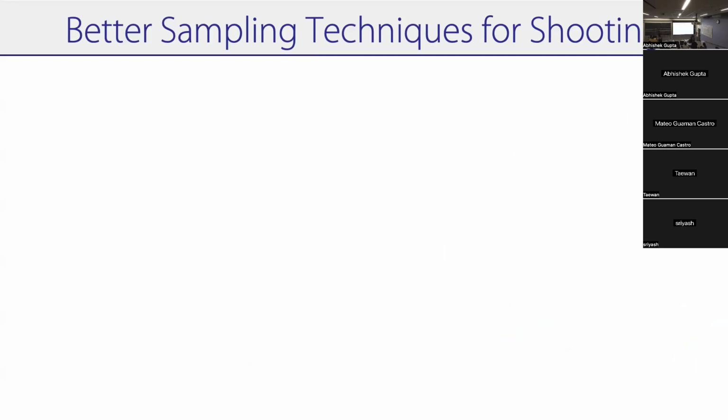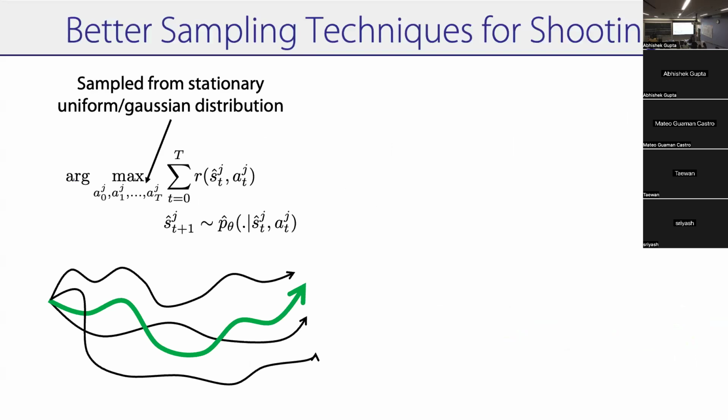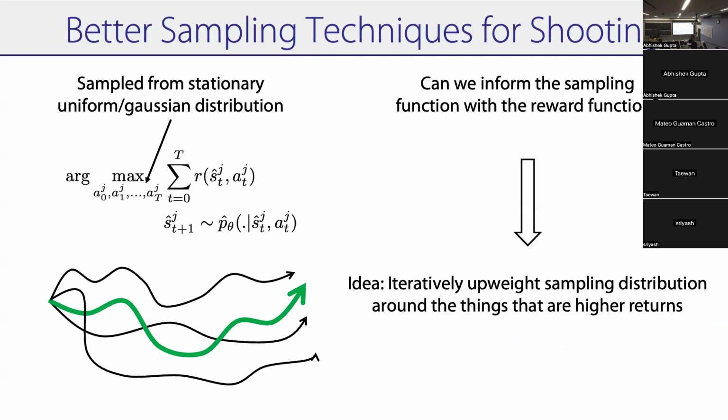That's right. That's exactly it. So what we're going to do is exactly what Raymond just said, which is inform your sampling function with your reward function, right? So you're saying that things where you have higher reward are things that you sample more of. We were initially sampling completely from the uniform distribution, or you keep sampling IID uniform. What Raymond just suggested is you want to inform your sampling distribution with the reward function. And so if things are higher reward, you want to sample around them, right? And so all we're going to do is iteratively upweight your sampling distribution around things that are higher returns.